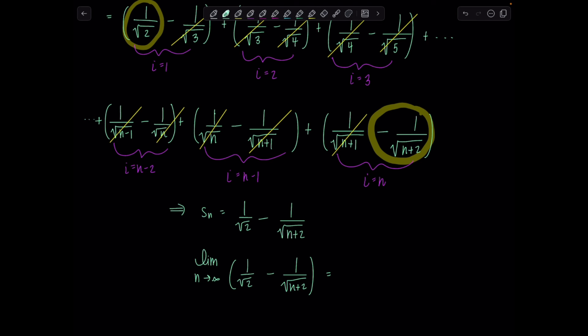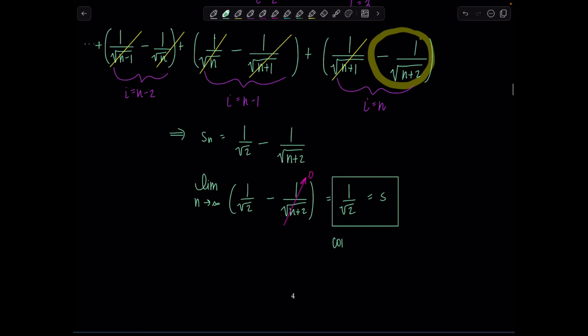Let's see. So as n gets really, really large, this is just a constant. This denominator will get large, so then this term just goes to 0, and we're going to be left with 1 over rad 2. And actually, since that is the limit of the partial sums, this is what the sum of the series is. How fancy. We have the sum, which means that the series converges. We didn't really use a test. This is just the definition of a convergent series based on the fact that it was telescoping.